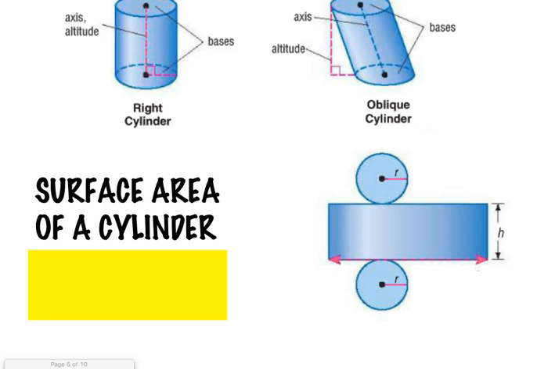So he's right. If I want to find our base area, what's my base shape? A circle. How do you find the area of a circle? Pi r squared. But how many circles are there? 2. So I'm going to take that times 2. So that's our base area.